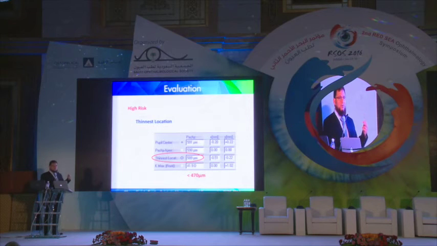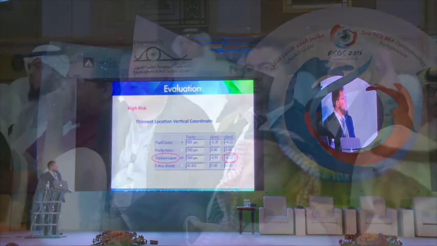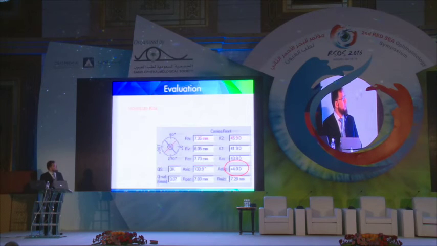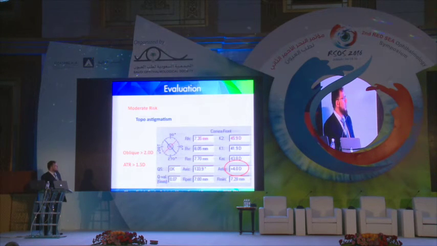Now, this is my classification of the risk factors. We have high risk factors and moderate risk factors. Starting with the high risk factors: when the thinnest location is below 470, when the Y displacement of the thinnest location is above -1 millimeter. We have moderate risk factors when we go to the topographic astigmatism and it is oblique and above 2 diopters, or when it is against the rule and above 1.5 diopters. Both are moderate risk factors.